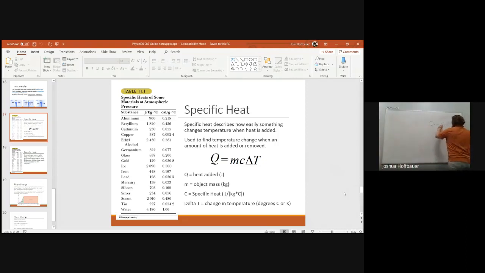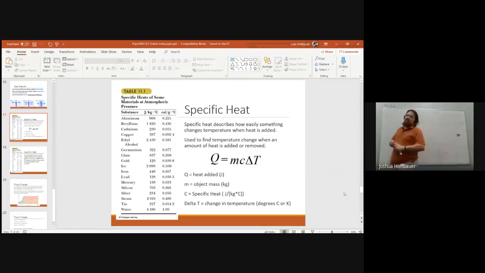Red's visible. C is specific heat. And this is a variable that describes how much thermal energy a specific substance needs in order to change its temperature. Every substance has a different specific heat.